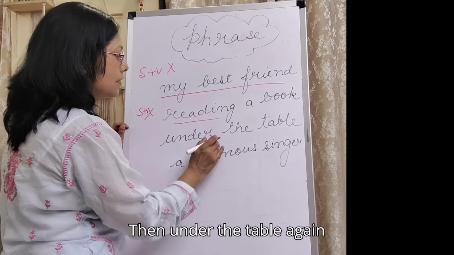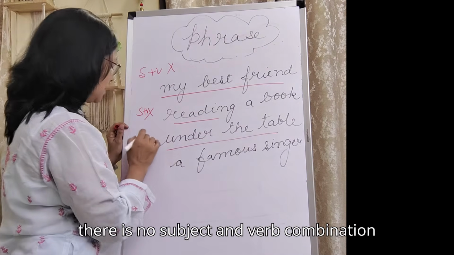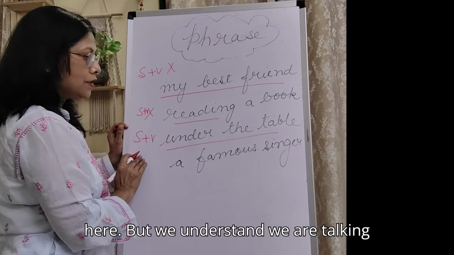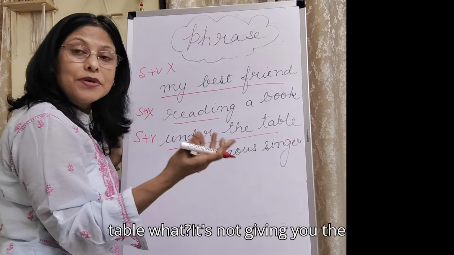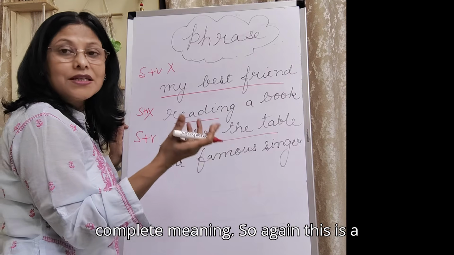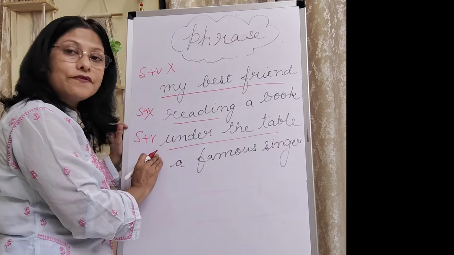Then, under the table. Again, there is no subject and verb combination here. But we understand we are talking about what? Under the table. Under the table what? It's not giving you the complete meaning. So again, this is a phrase.